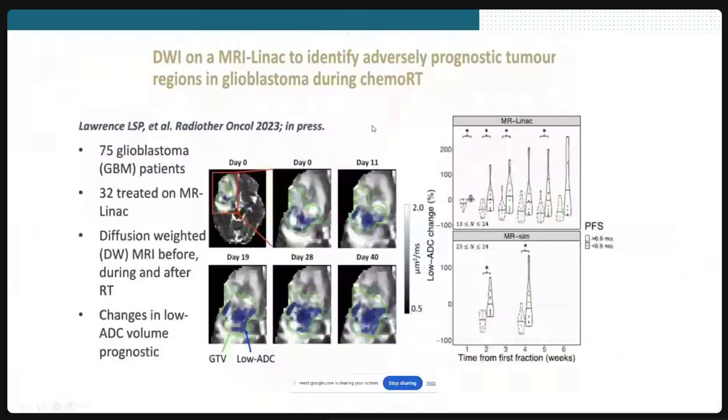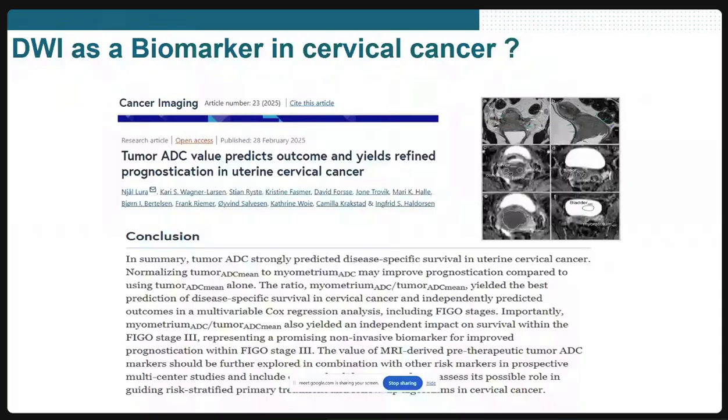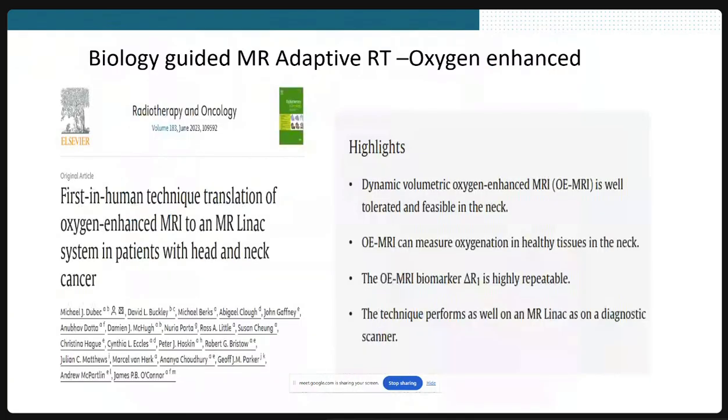Actually, this is again a nice study where they have showed that diffusion weighted imaging on an MR-LINAC can clearly tell you whether this patient is going to respond to the treatment or is not going to respond. So accordingly, you can increase the dose, or you can balance the situation and then deliver the required dose. Again, in cervical cancer, it is clearly proved that ADC value can be a very good prognostic factor, especially in adenocarcinoma of the cervix, where we can find out if the ADC values are changing, and it can tell you whether this patient might recur or may not recur after brachytherapy.